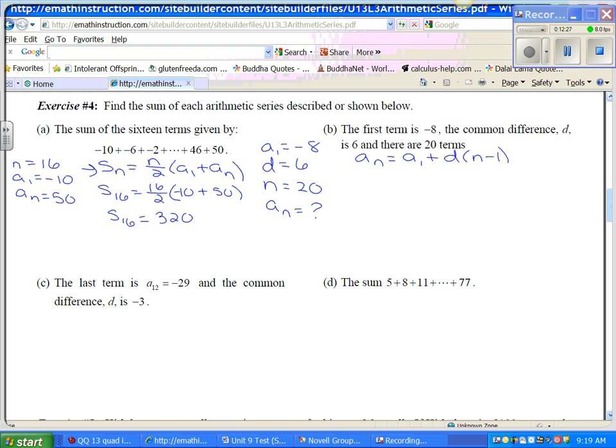Good, I need that formula. Because that formula is going to allow me to find what I'm missing, which is a sub n. Okay, so I have everything except for a sub n. What's a sub 1? What's my common difference? And what's n?